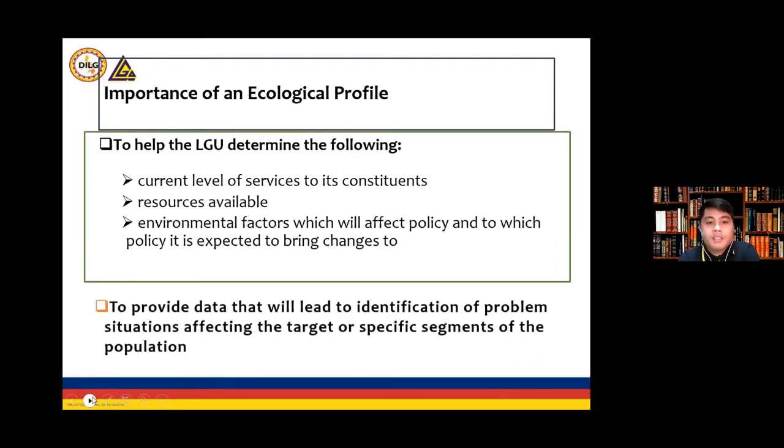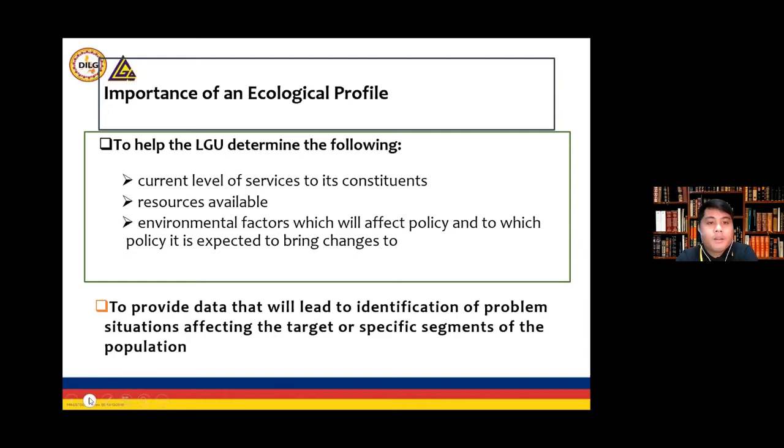Okay, next, it also provides the data that will lead to the identification of problem situations affecting the target or specific segments of the population. So again, as we always emphasize in any planning workshop, the most important thing in planning is the availability of data. Okay? And when you have an ecological profile, a comprehensive and updated ecological profile, wala kang maging problema in identifying the problem, because we have settled already that this is the most important thing in planning. You must be able to identify the problem. Sabi nga ni Einstein, 55 minutes to identify the problem, and 5 minutes to solve it. So in other words, dapat mas pinibigyan natin ng importansya, no, yung pag-identify doon sa mga problema ng ating LGUs.